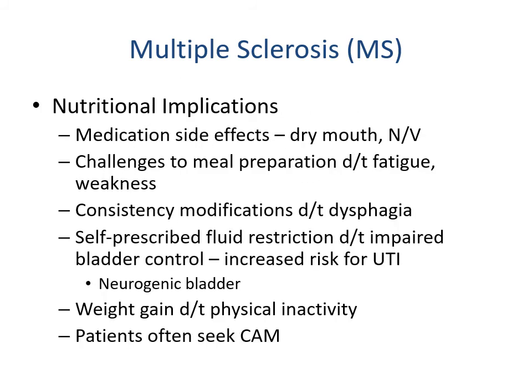So nutrition implications: the medication side effects, such as dry mouth, nausea, vomiting, and challenges to meal preparation due to fatigue and weakness. Consistency modifications may be necessary due to dysphagia. And because of this change in nerve signals, self-prescribed fluid restriction is common due to impaired bladder control. So there's a risk for UTI and neurogenic bladder. Because of embarrassment due to incontinence, many of these patients will restrict fluids. Weight gain due to physical inactivity is common.